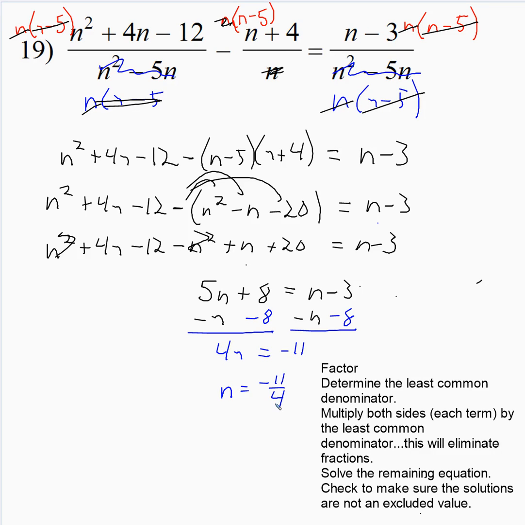And so that's the end of the solving equations. Hopefully I didn't make any mistakes in there.